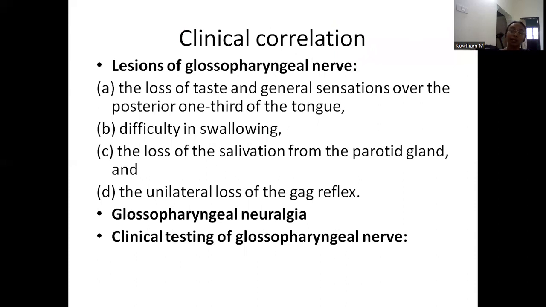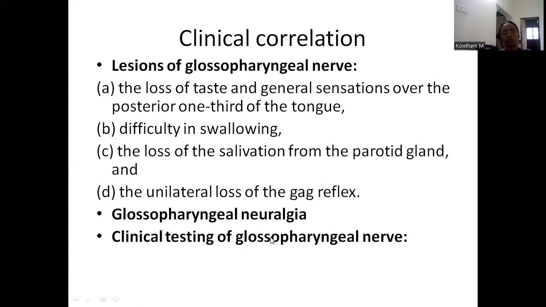If you see the clinical correlation of the glossopharyngeal nerve, the lesion of the glossopharyngeal nerve is usually not isolated. It is always with the vagus nerve. If it happens, there will be loss of taste and general sensation over the posterior one-third of the tongue, difficulty in swallowing, loss of salivation from the parotid gland, and unilateral loss of gag reflex. So what is glossopharyngeal neuralgia? In glossopharyngeal neuralgia, the patient will get a sharp pain over the distribution of the glossopharyngeal nerve branches, that is the pharynx, soft palate, and the posterior one-third of the tongue.